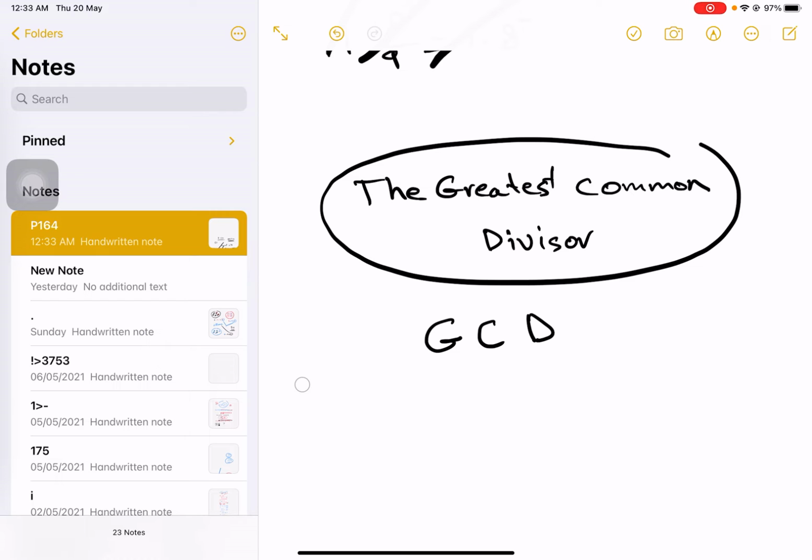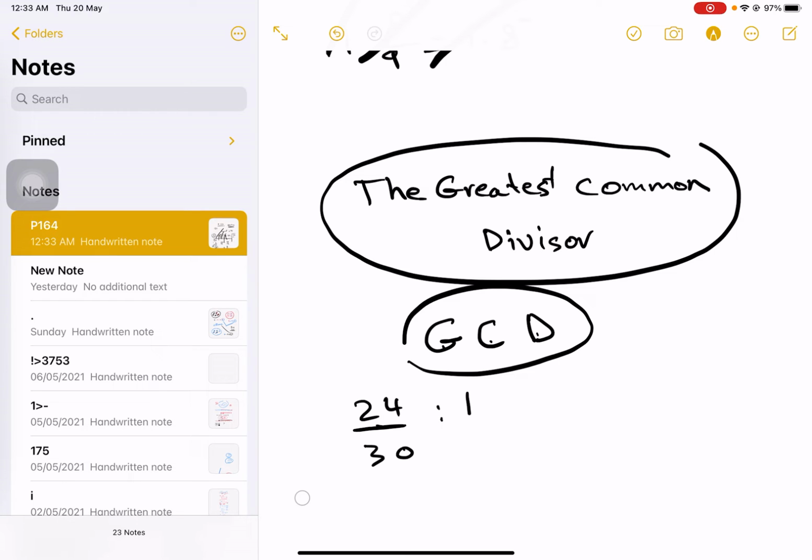For example, if you have 24 and you have 30, and they ask you to find the greatest common divisor. You will write 24. What two numbers, when you multiply, give you 24? Of course, you start with 1 and 24. Then 2 multiply what gives you 24? It's 12. Then 3 multiply what? 8. 4 multiply what? 6. So 1 multiply 24, 2 multiply 12, 3 multiply 8, 4 multiply 6.